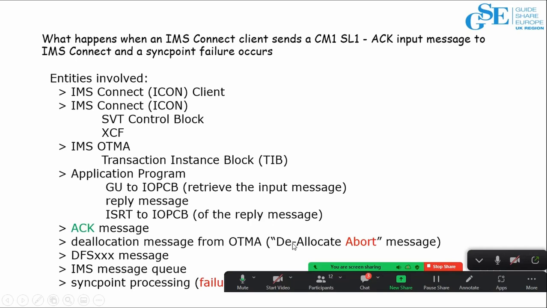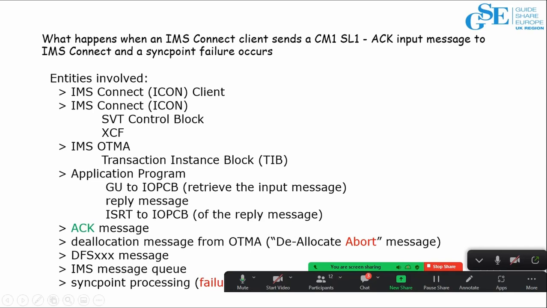So this time OTMA chooses to process the failed sync point. Remember, the previous time when the sync point succeeded, OTMA had sent what we called the deallocate success message, the deallocate confirm message. And this time when the phase one sync point fails, OTMA sends the deallocate abort message, plus it also sends a notification out to the client saying that there is some problem in the process. It's done through a DFS XXX message.